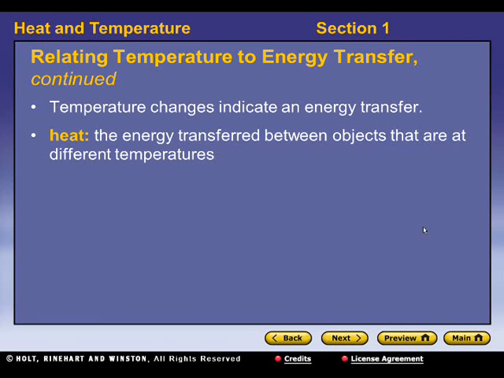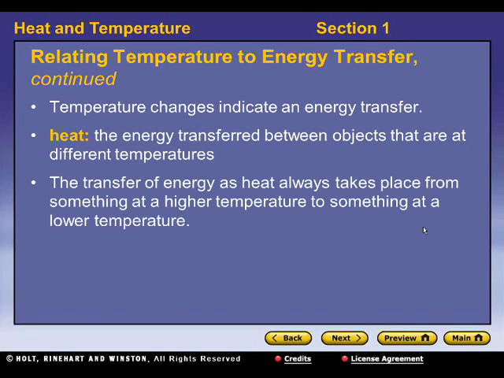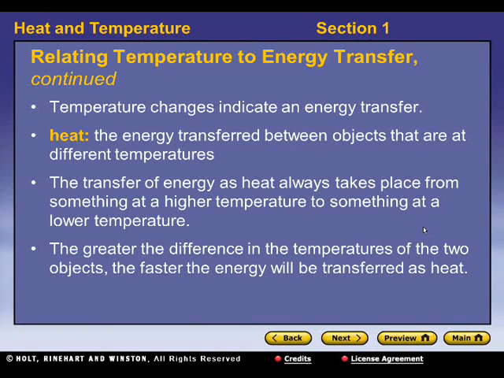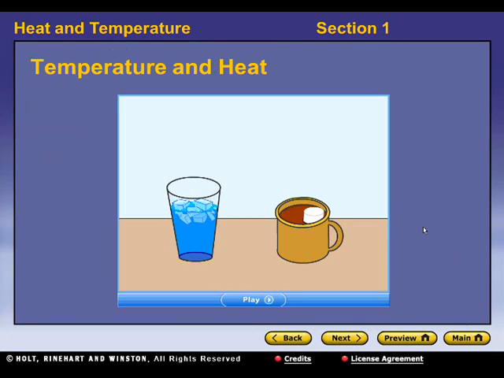And we have something called heat. Heat is the energy transferred between the objects that are at different temperatures. That transfer of energy as heat always takes place from something at a high temperature or hot to something at a low temperature to the cool side. And the greater the difference in the temperatures of the two objects, the faster the energy will be transferred as heat. Alright, so let's watch this video.